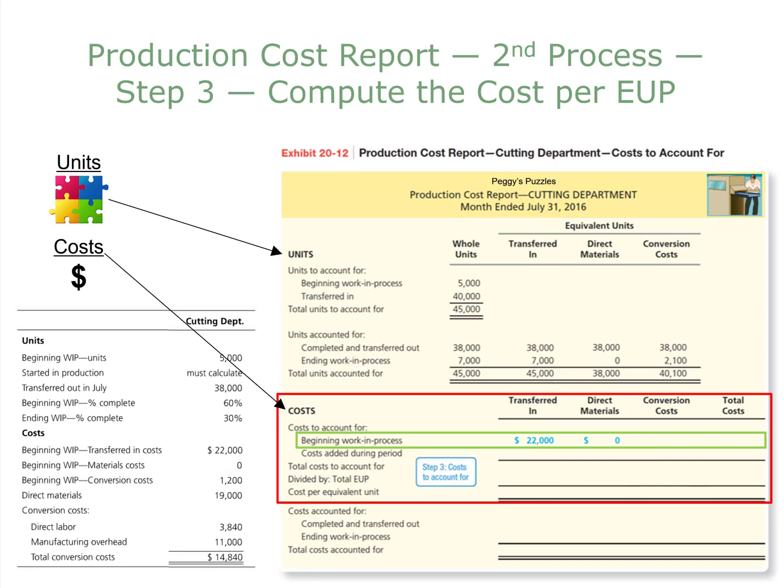Next are the conversion costs, which we also get from the data table. Then for total cost for beginning work in process, we just add $22,000 plus $0 plus $1,200 to get a total of $23,200. These are the costs associated with the partially complete puzzles in this process at the beginning of the period.